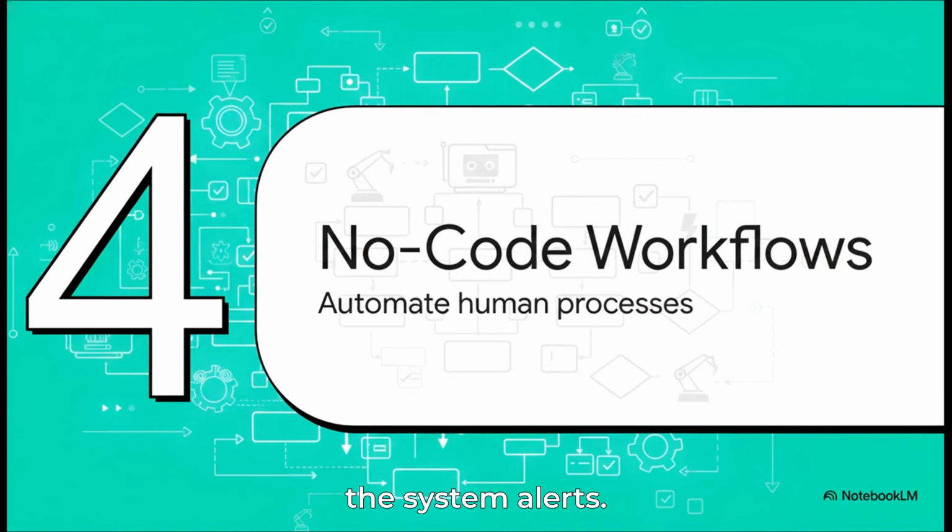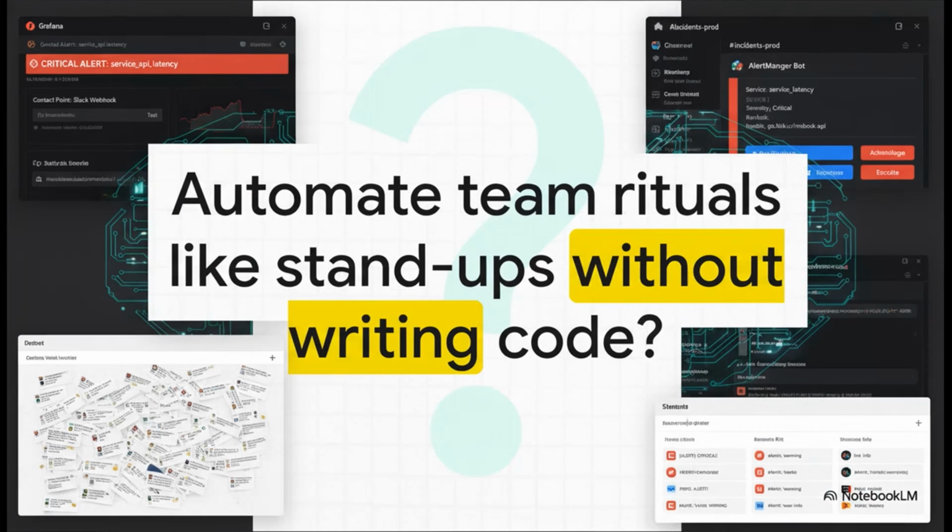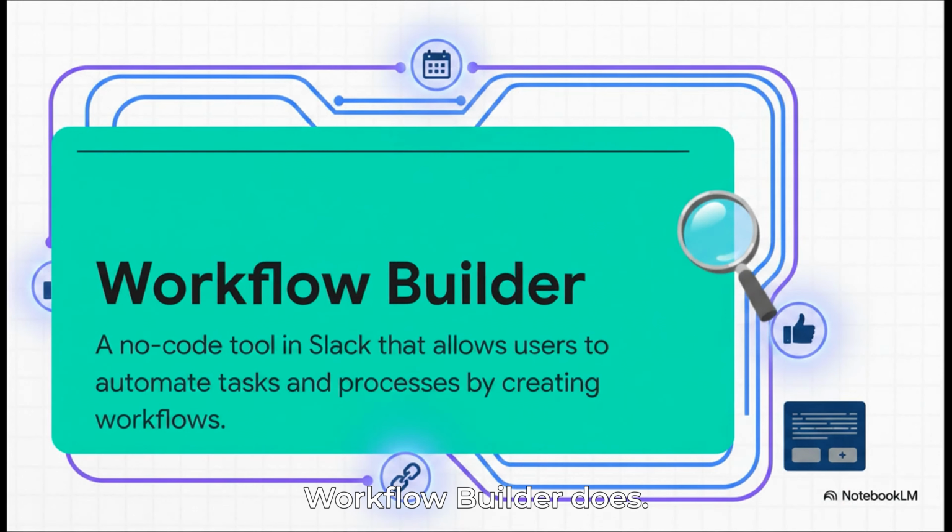So we've automated the system alerts, but what about automating our team's internal processes? You know, the repetitive manual tasks that just eat up our day. Well, that brings us to our third tool, Workflow Builder. Just think about it for a second. That daily reminder to post your stand-up notes, or the weekly checklist for handing off on-call duties. These are essential team rituals, but they're manual, and they're really easy to forget. What if we could automate them completely? That is exactly what Workflow Builder does.